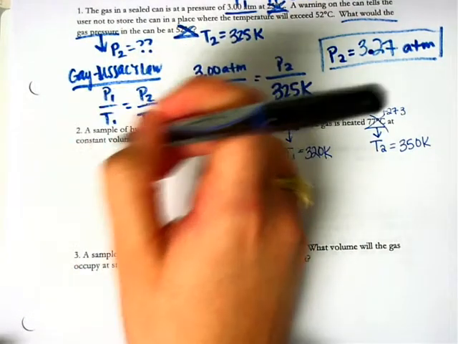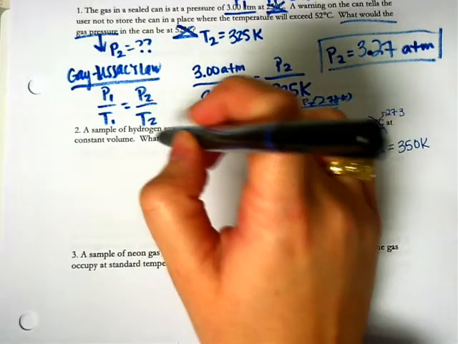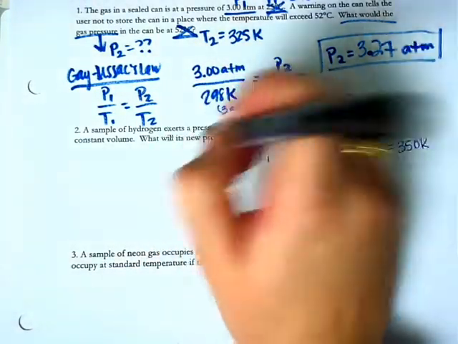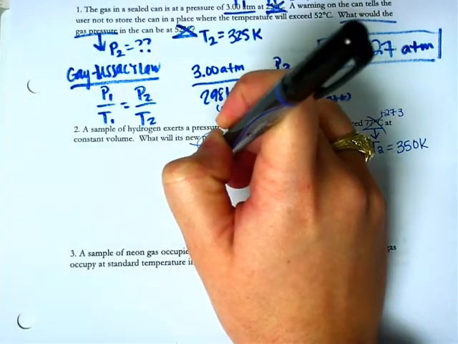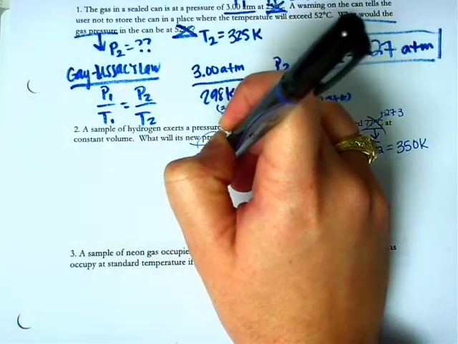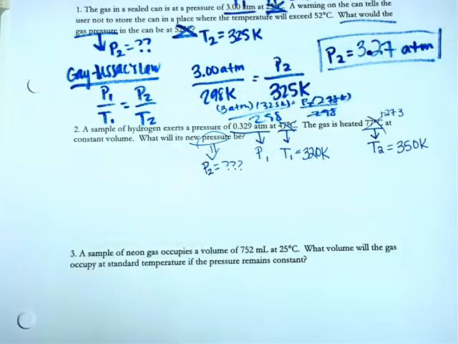And at a constant volume. Do we care about volume? No, it's constant. If it's constant, we don't want it. It's boring. Like, it doesn't matter. We just want the things that are changing. And we want to know, what will its new pressure be? So what do we think we're looking for? P2. We want to know the new pressure, the final pressure, which is P2.